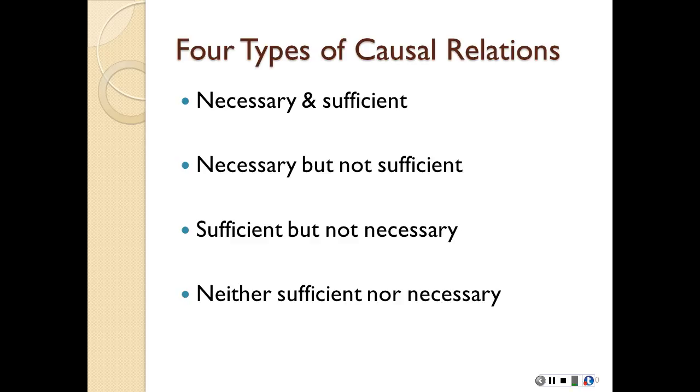Can you repeat the definition of that one? For neither sufficient nor necessary, if it's not sufficient, you can't get the disease just from having that exposure. And if it's not necessary, that means it doesn't actually have to be there for you to get the disease anyway. So it's neither sufficient nor necessary.